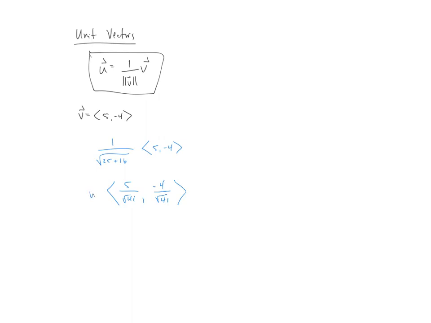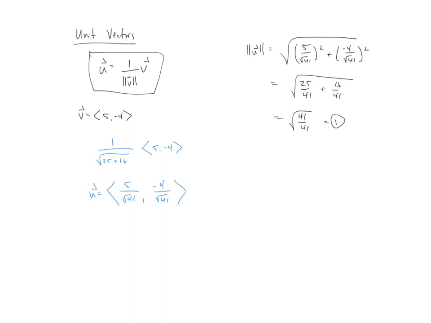So again, we're claiming this is now a unit vector. To confirm this, and this isn't really part of the problem, but I just want to show you how this works, if I take the magnitude of our assumed unit vector, that's going to be 5 over root 41 squared plus negative 4 over root 41 squared, which would be 25 over 41 plus 16 over 41, all square rooted, which is 41 over 41, which is equal to 1, as we hoped. So again, that's just to convince you the formula works.